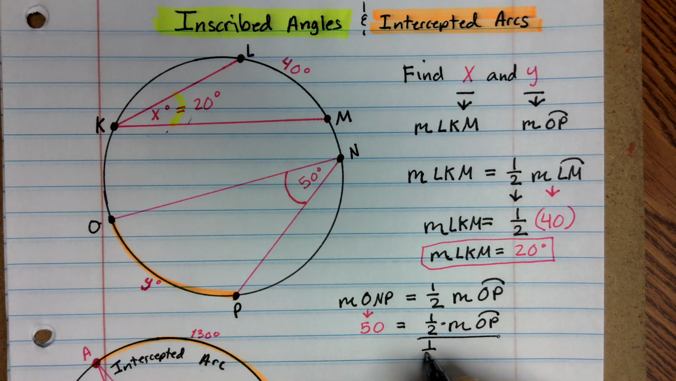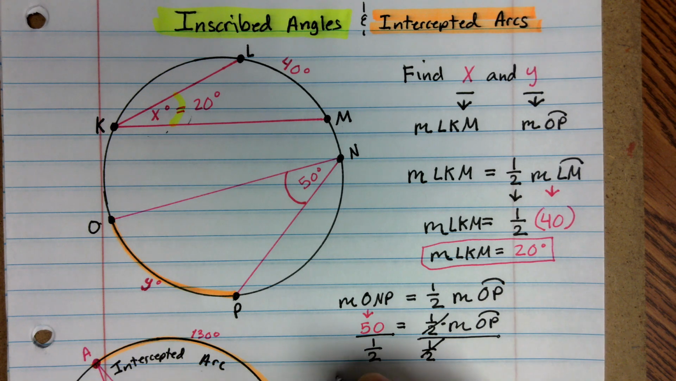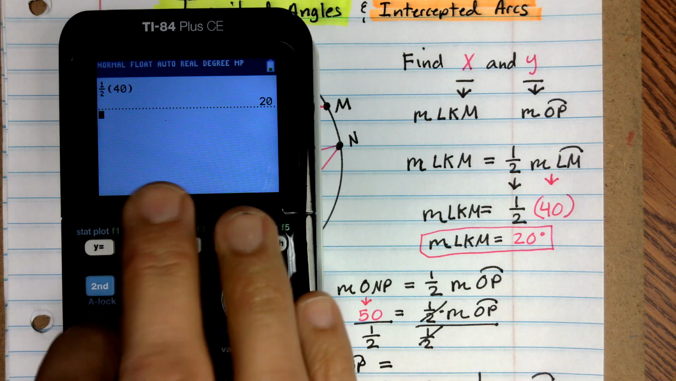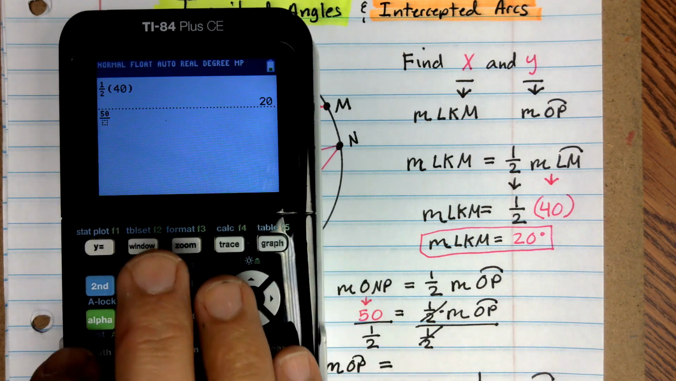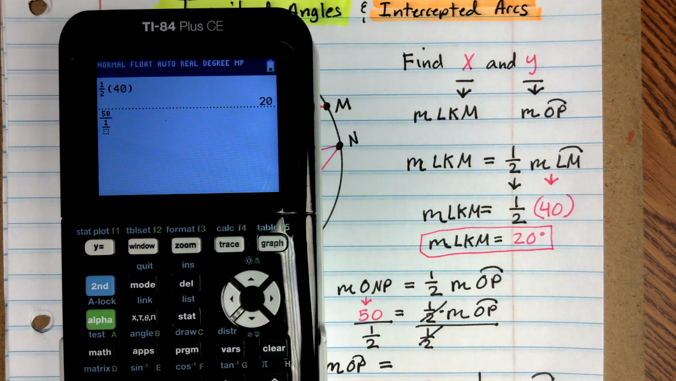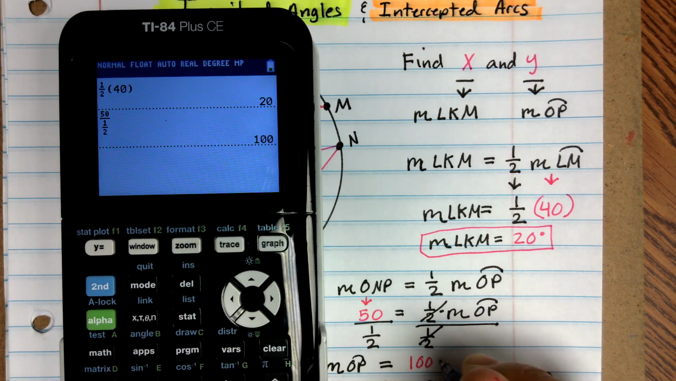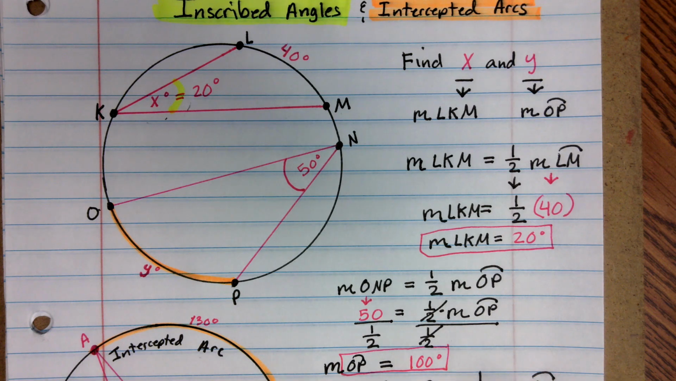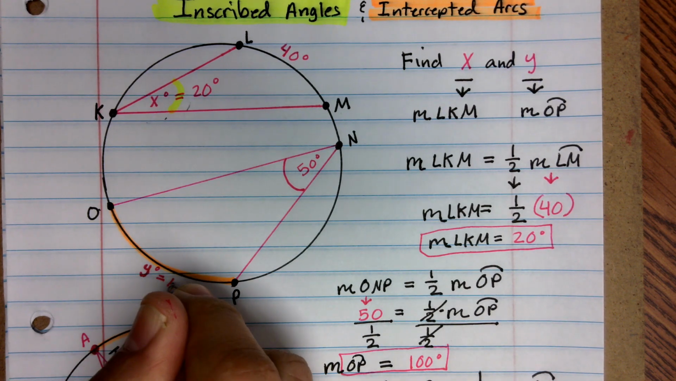So I'm just going to go over here and divide it out. Divide by 1/2. Now this cancels, and I'm simply left with, and I'm going to kind of flip it around, I'm going to write the measure of arc OP right here, is equal to whatever I get when I divide 50 by 1/2. So I'm going to put that in my calculator real quick. So I have alpha y equals, enter, and 50 divided by 1/2. And notice it gives me 100. So the measure of the arc is going to be 100 degrees. So I'm going to put right here, y is equal to 100 degrees.